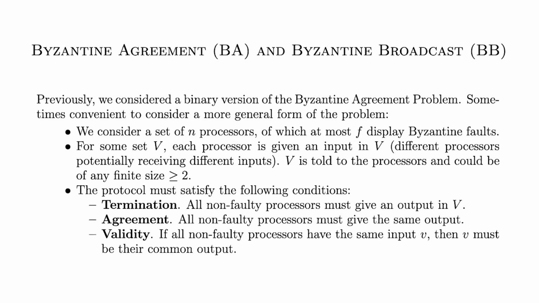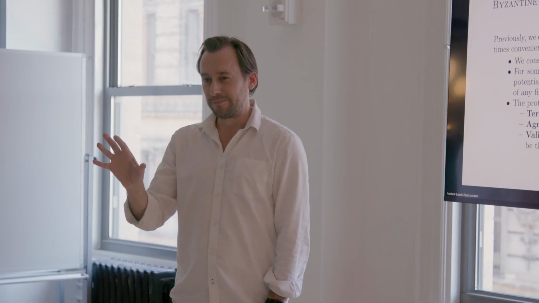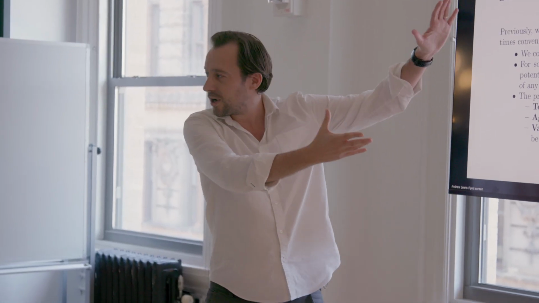Okay, then we just have the conditions we said before. So we need termination: all non-faulty processors must give an output in V. Agreement: they all have to get the same output. Validity, the same as before: if all non-faulty processes have the same input, then that's got to be their common output. So that's the Byzantine agreement problem. Hopefully you have that sort of memorized now, because we're going to be using that for the rest of the talk. Good.